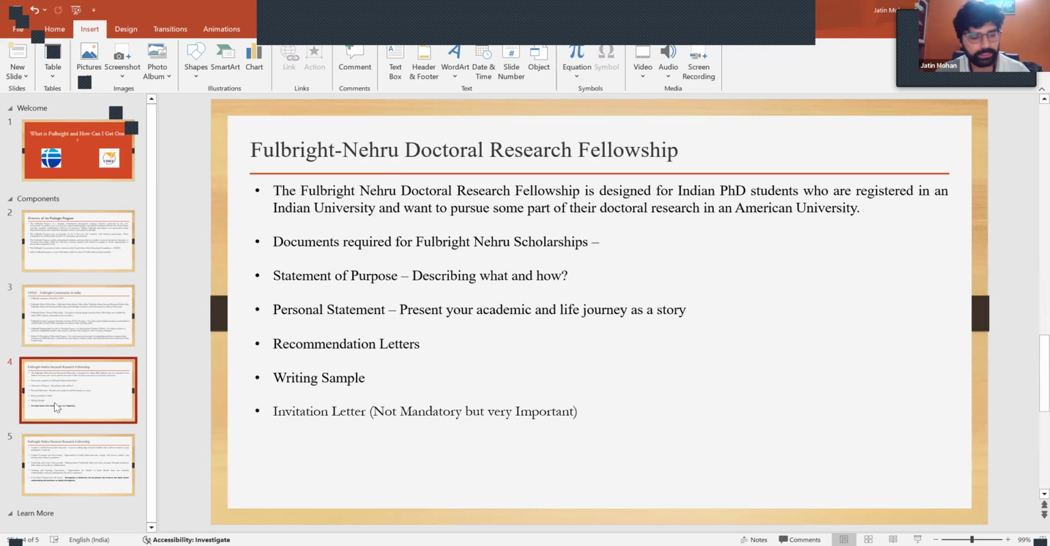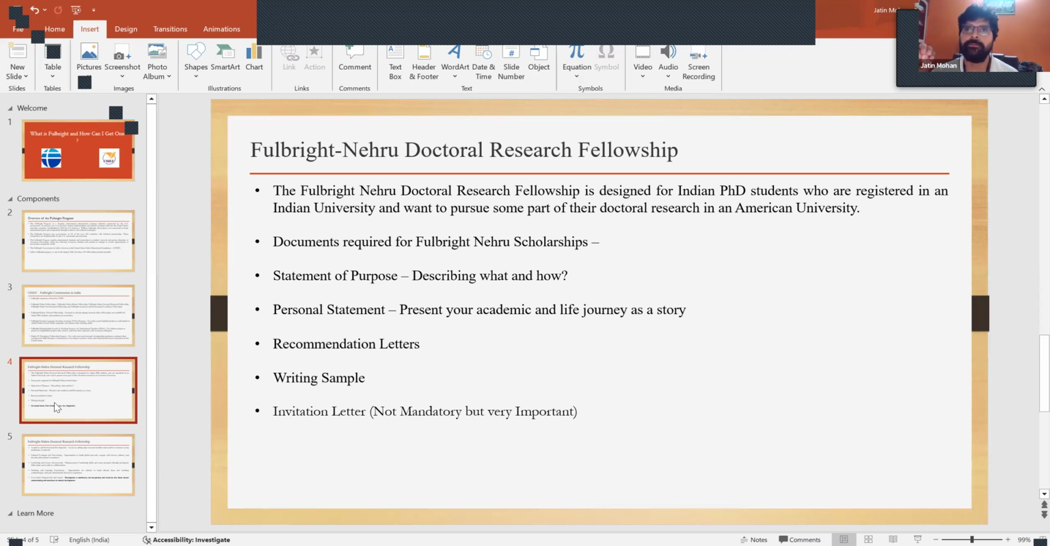Before I proceed, it is important to understand that Fulbright scholarships are not meant to get an American passport or an American green card.